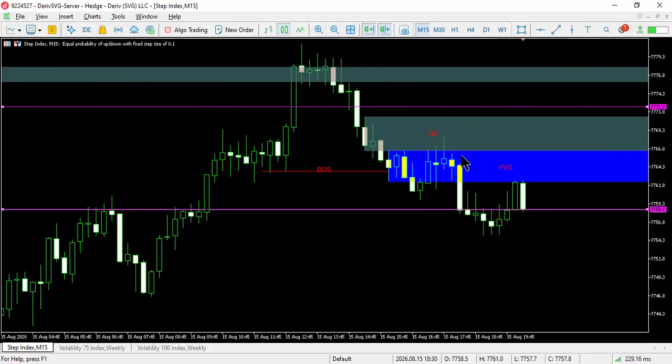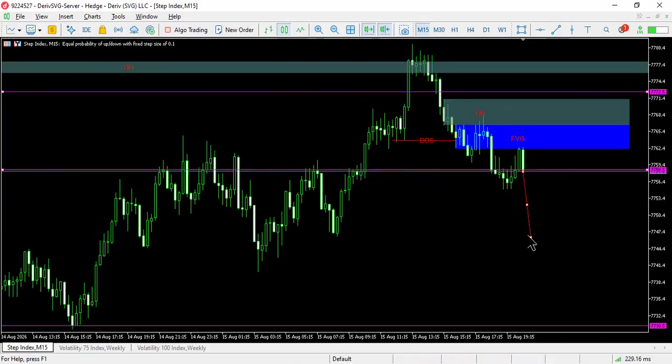I'm taking this trade because I have this break of structure, and then price just mitigated my order block and then went back in again to mitigate my FVG by forming a bearish engulfing. Therefore, I'm anticipating for price to keep pushing down until 7730.5. Always apply proper risk management.